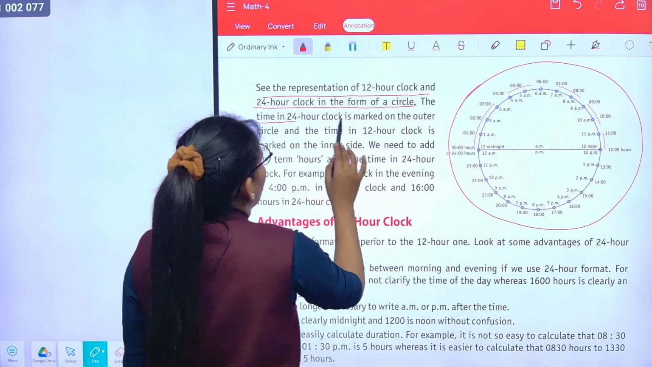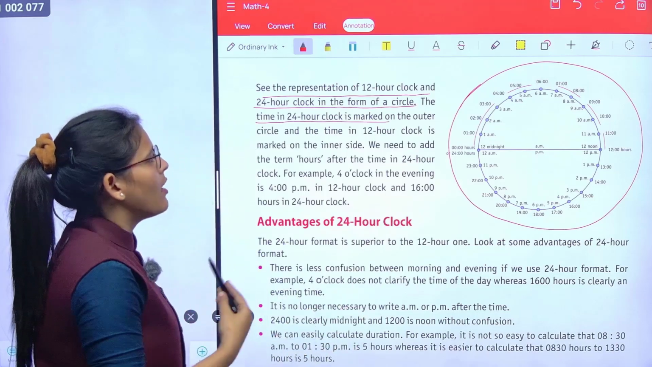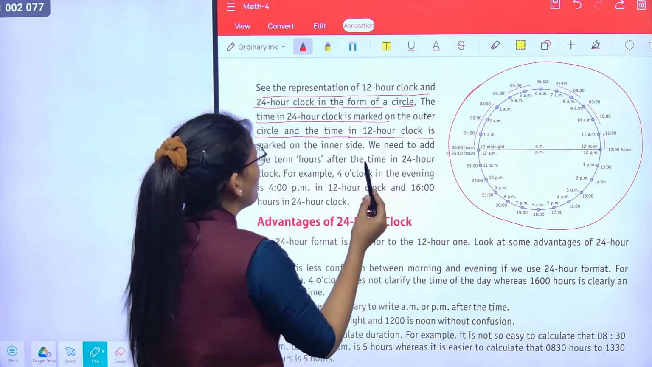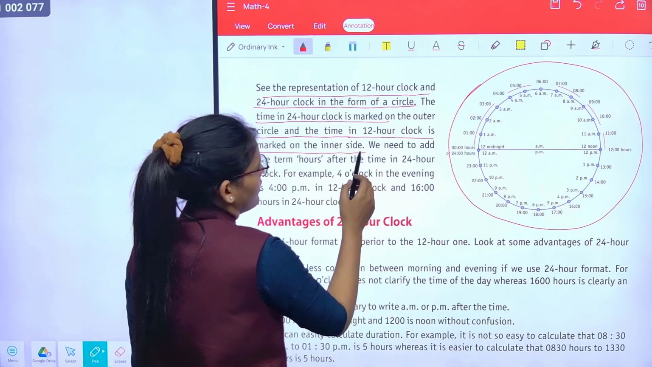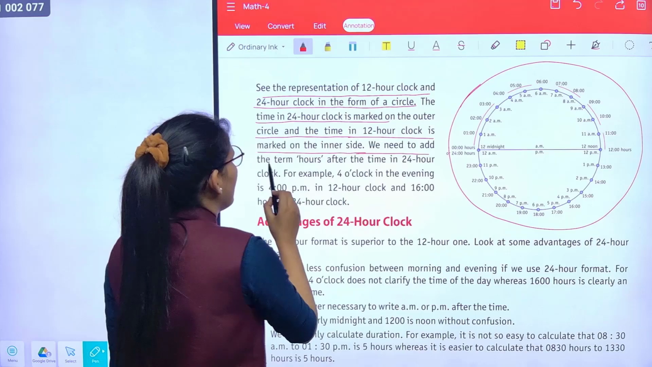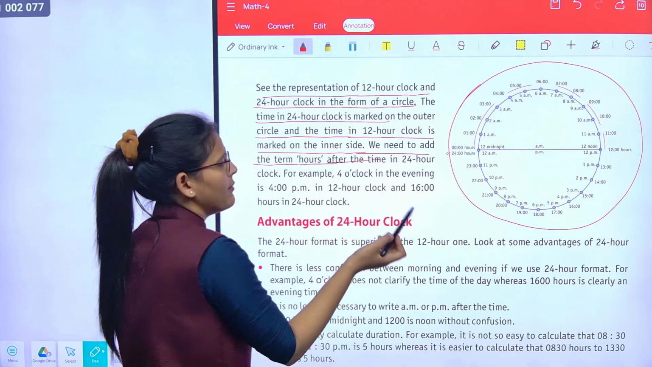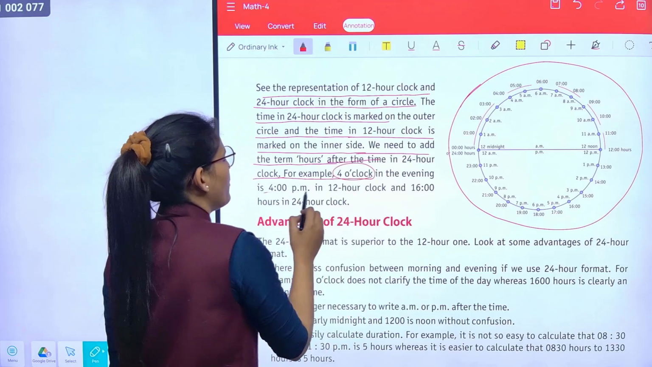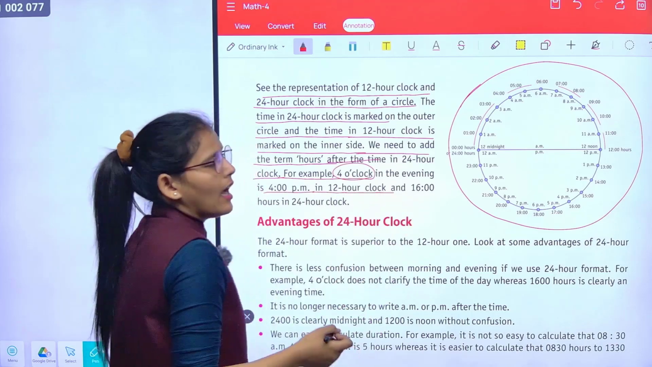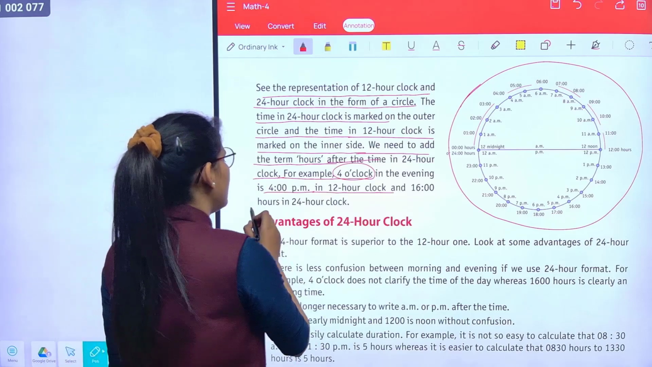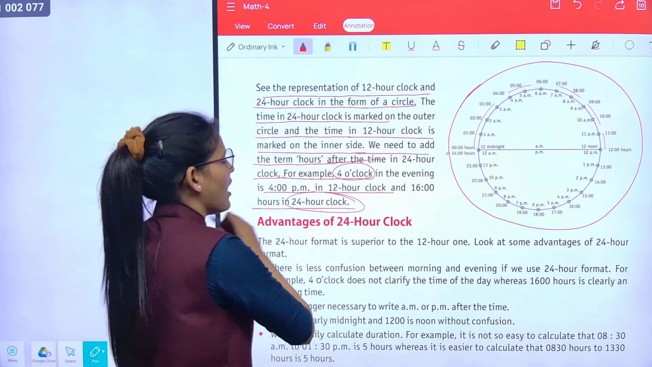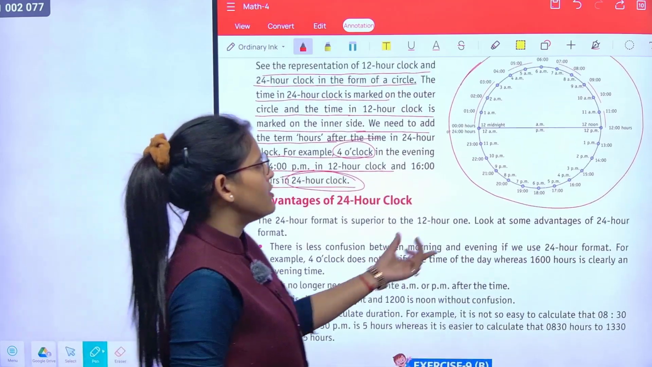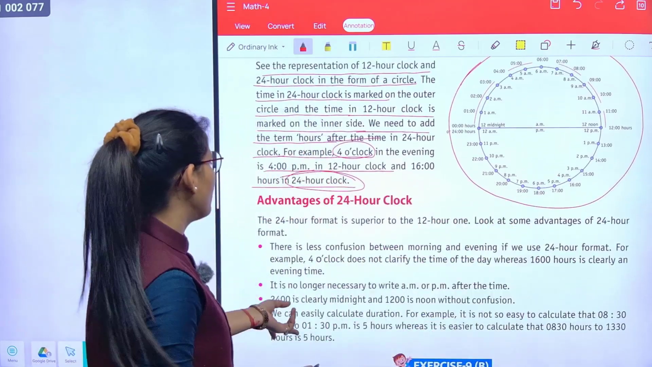Now the time in 12-hour clock is marked on the outer circle and the time in 24-hour clock is marked on the inner side. We need to add the term hours after the time in 24-hour clock. For example, 4 o'clock in the evening is 4 p.m. in 12-hour clock and 16 hours in 24-hour clock. Understand? Thus, you can see the picture of 24-hour clock.